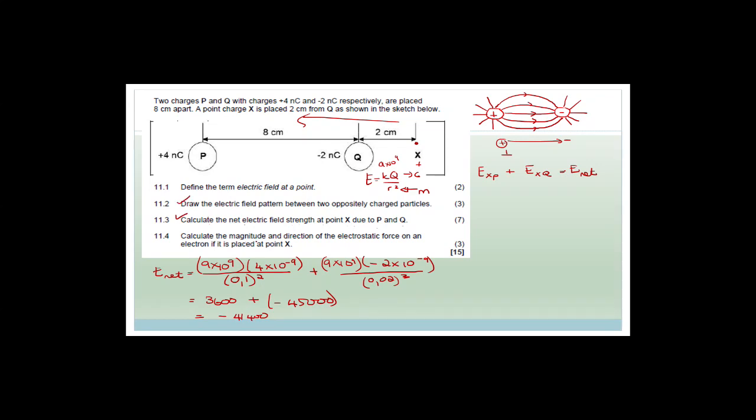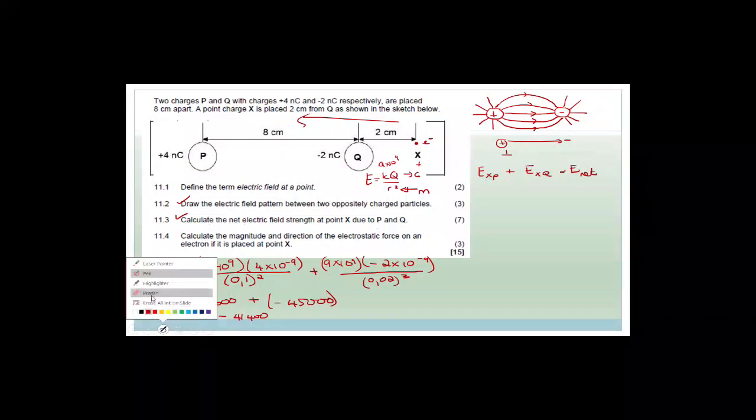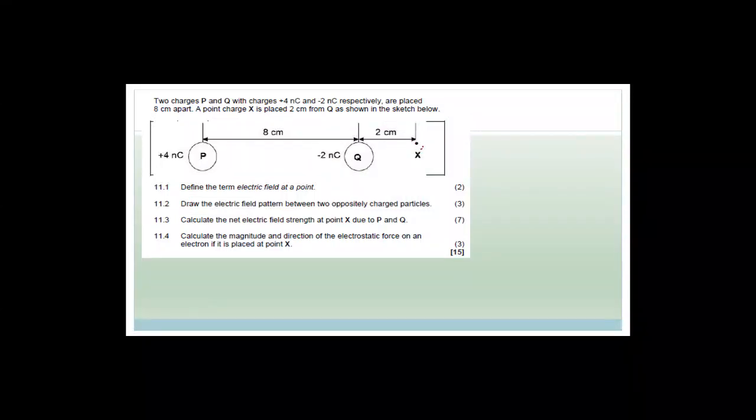Now it says calculate the magnitude and direction of the electrostatic force on an electron placed at point X. Now we've put an electron on here, and they want to know what is the net electrostatic force on the electron. So I'm going to erase everything. Let's pretend that there is an electron here which has a charge of -1.6 × 10⁻¹⁹ coulombs, and they want the net electrostatic force on it if it is placed at point X.